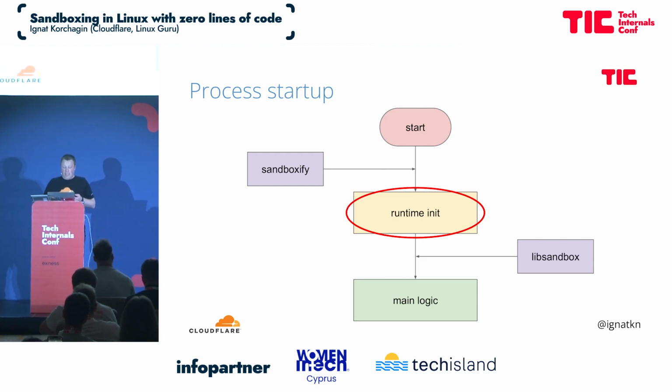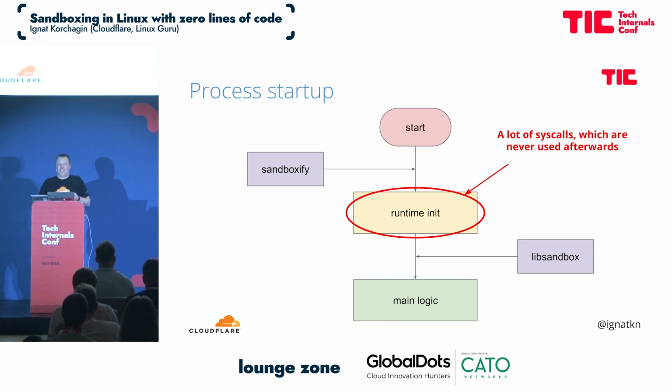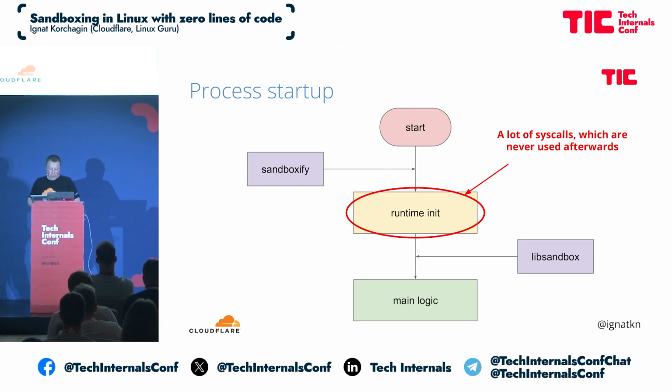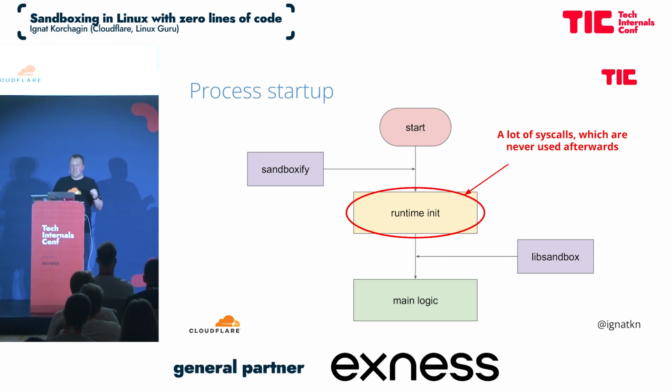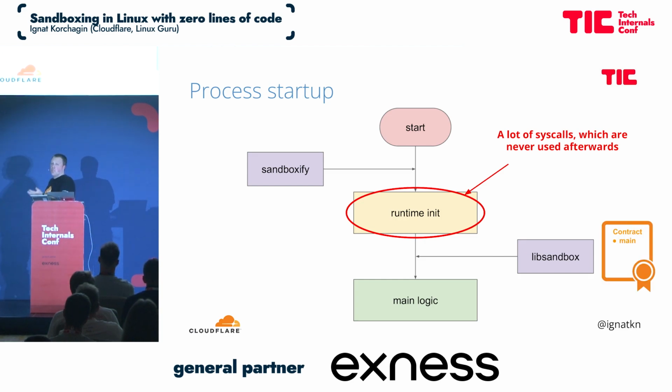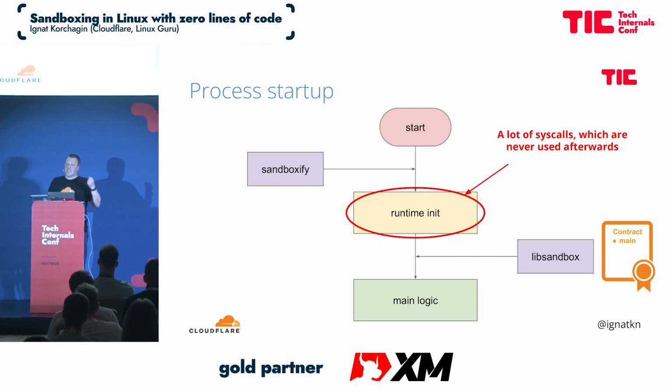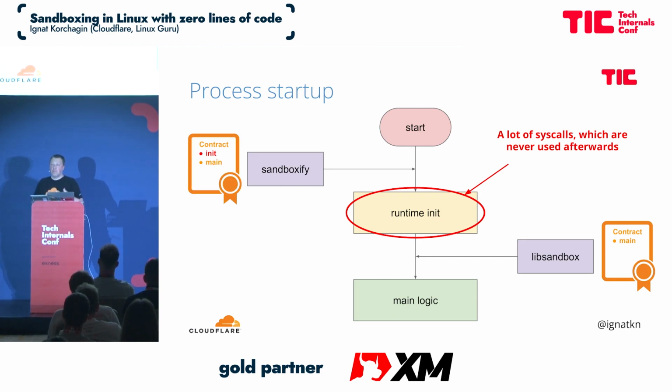Runtime init is a lot of system calls which are never used afterwards. So every runtime does some crazy memory setup, sets bits and pieces to make everything work, and then you will never use it in your main workload. So, for example, if you enforce your policy after the runtime init stage, you need to only allow the system calls from your main logic, versus if you enforce your policy before the runtime init stage, you would need to allow the system calls both for the init stage and the main logic to allow the runtime init stage to succeed. So let's see the difference.